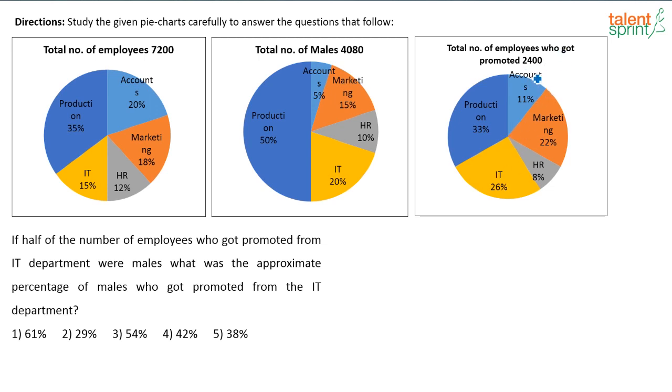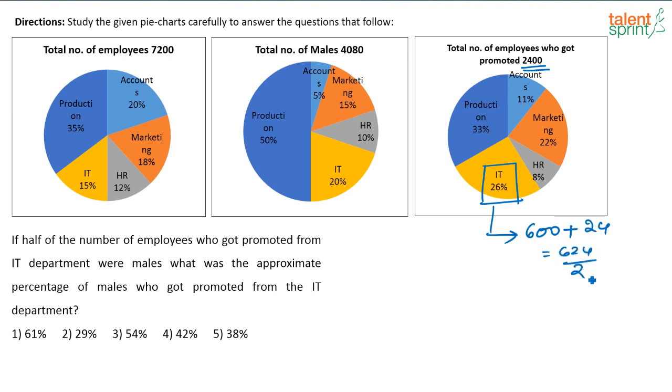One way is, actually I was thinking, sorry for that. So okay, here the total number of employees who got promoted is 2,400, right? Out of that IT is 26%. Now what is 26%? 26% is nothing but 25% plus 1%. So what is 25% of 2,400? That is nothing but 600. What is 1% of 2,400? Which is nothing but 24, which is equal to 624.